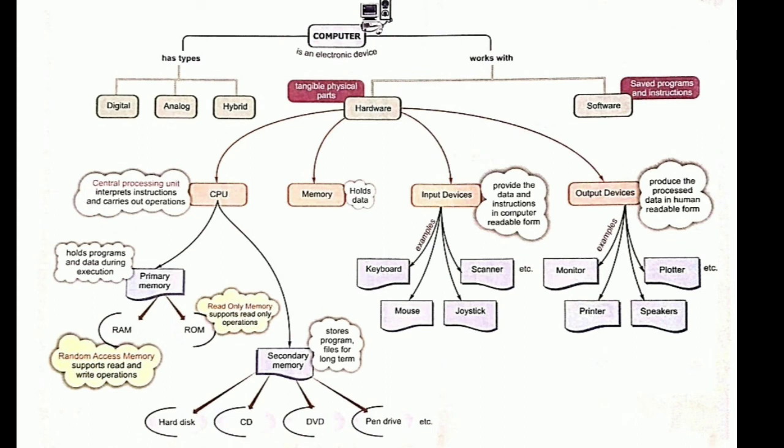So in this way you learn about the complete computer system, its categories and components, and the types of computers.